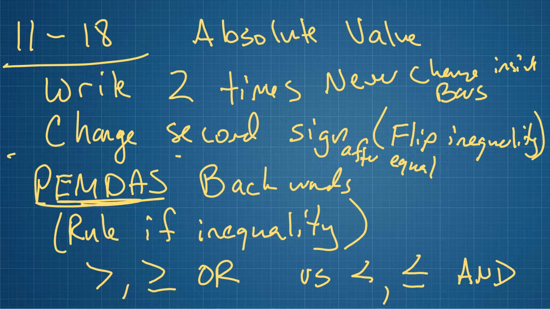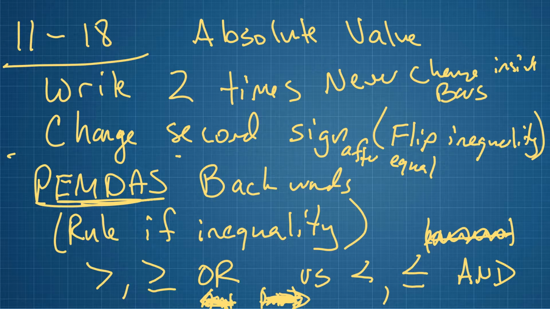Now remember, you're going to use PEMDAS backwards. And you're going to remember your flipping rule if you have an inequality. That means if you multiply or divide by a negative. And remember, if you want to know what it's going to look like in an OR graph, if it's greater than, you'll have 2 arrows going out. If it's an AND graph, it's less than or less than or equal to.